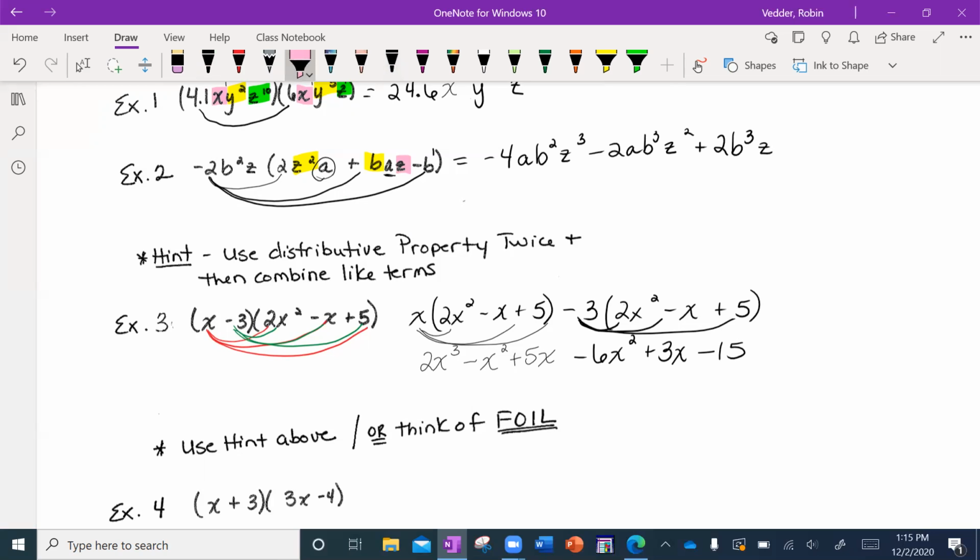Finally, if we go ahead and combine anything that's alike, we have a -x squared, a -6x squared. We also have a 5x and a 3x. So our final answer is going to be 2x cubed. -1 minus 6 is -7x squared. Notice, guys, when we combine like terms, we don't change the exponent. Keep the exponents the same, just like we said yesterday. Finally, 5x plus 3x gives us 8x's. And don't forget about the constant, and that is our final answer.